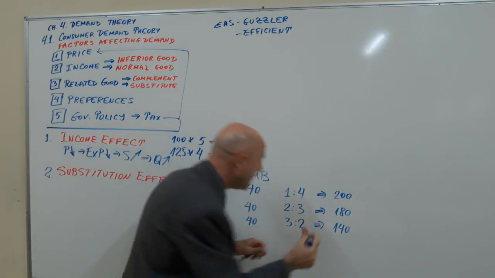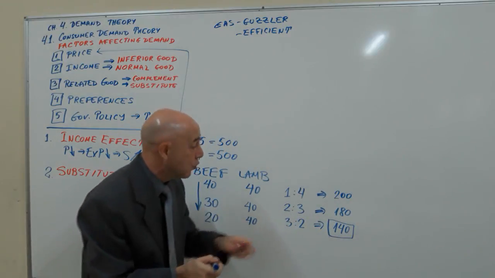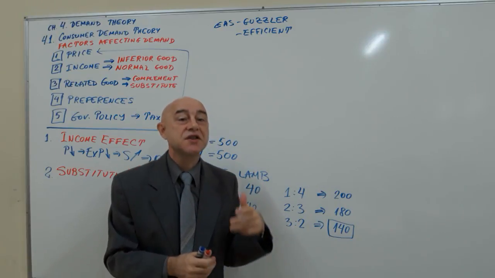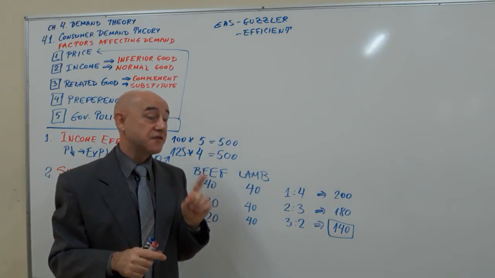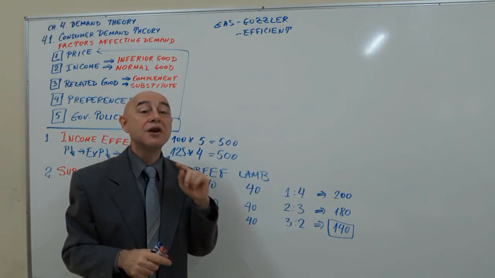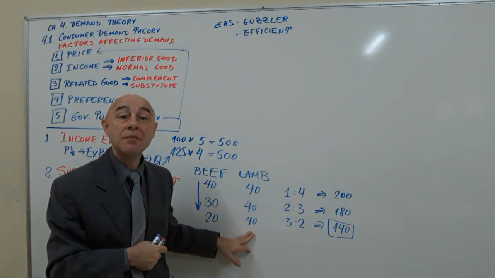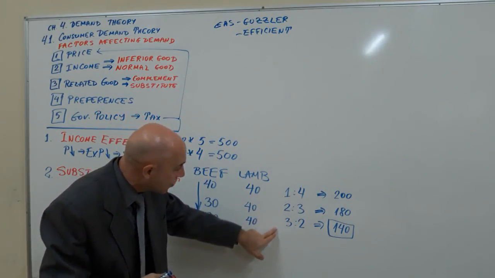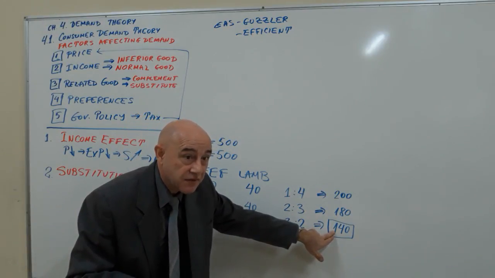But there's income effect. What is the income effect? The income effect is that now I'm spending 140 instead of 200. I just saved 60. And if I save 60, I'll buy more of which one? I'll buy maybe more lamb just because I like it more. So this is the pure substitution effect here. But I just saved 60.